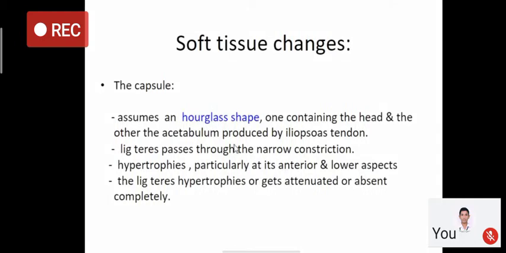Capsule: as we have all seen, there is an hourglass shape, one part containing the head and the other containing the acetabulum. They are produced by the iliopsoas tendon. Ligamentum teres passes through the narrow constriction, hypertrophies, particularly at the anterior and lower aspect. Ligamentum teres hypertrophy, and it may get attenuated or absent completely.